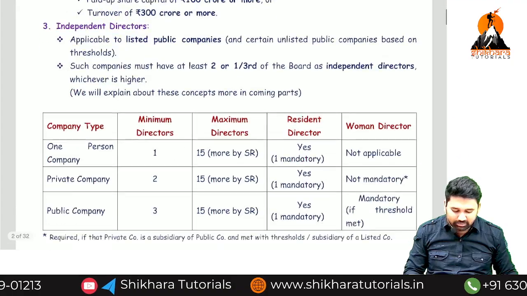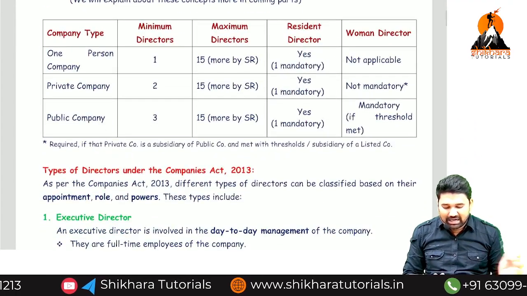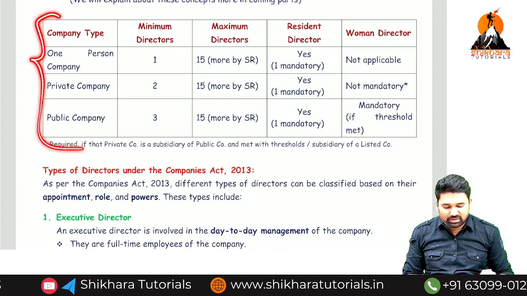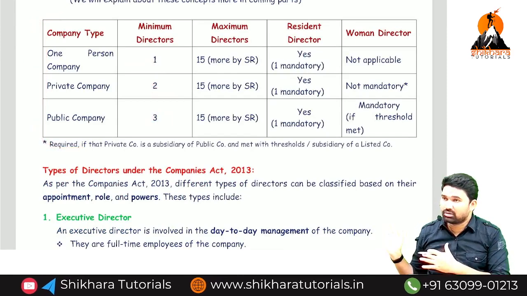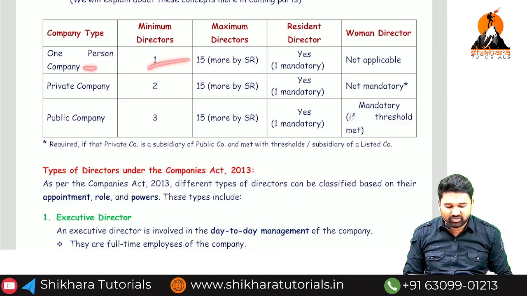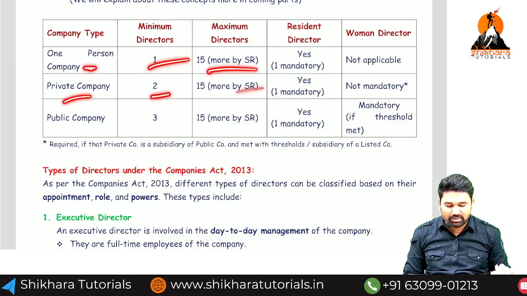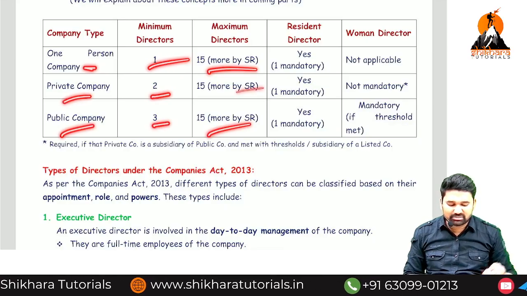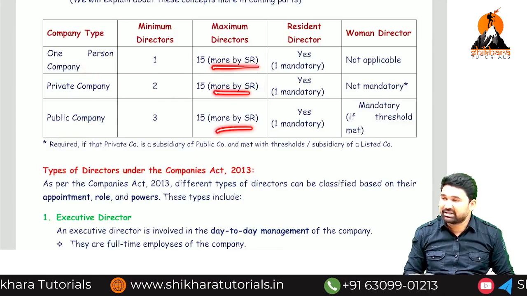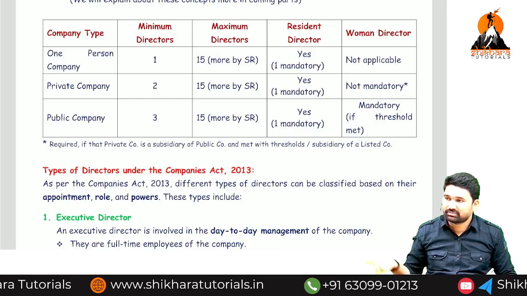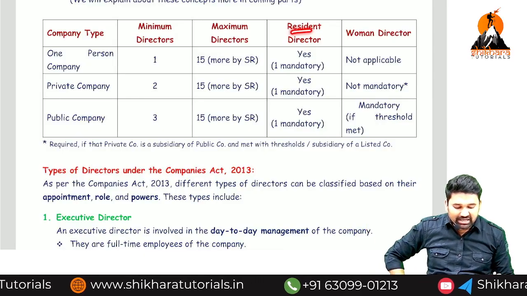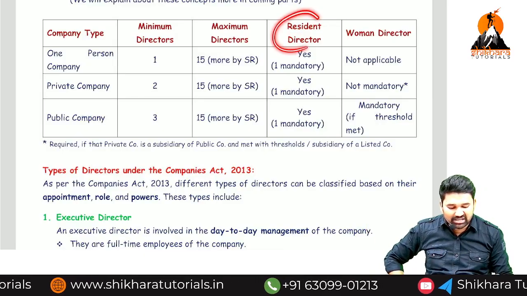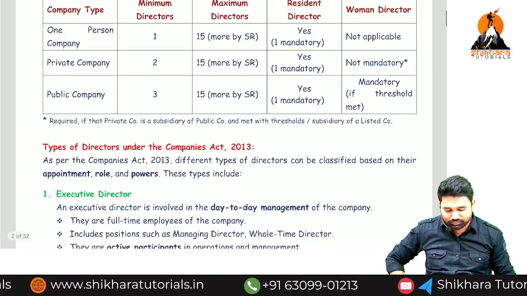We can directly jump into types of directors, and for your clarification, I have given the whole concept in a table. OPC minimum 1, maximum 15. Private minimum 2, maximum 15. Public minimum 3, maximum 15. Each and every bracket contains more by SR. SR means special resolution. Yes, I'll tell you who is a resident director and who is a woman director. I'll tell you. Next one.